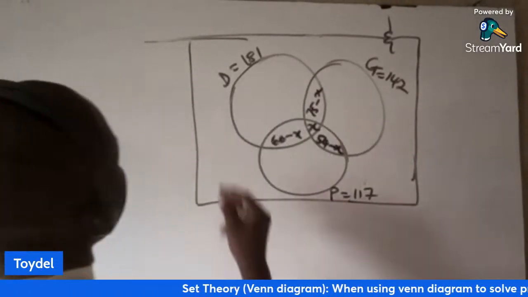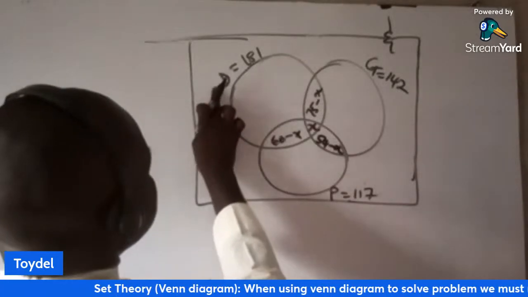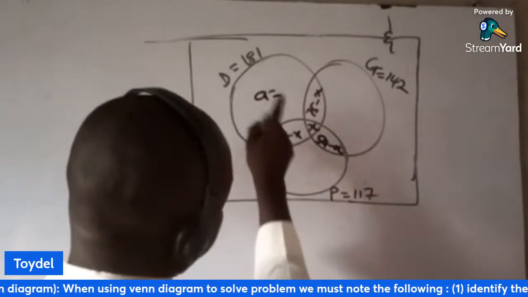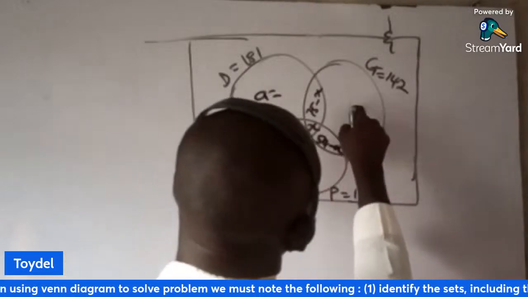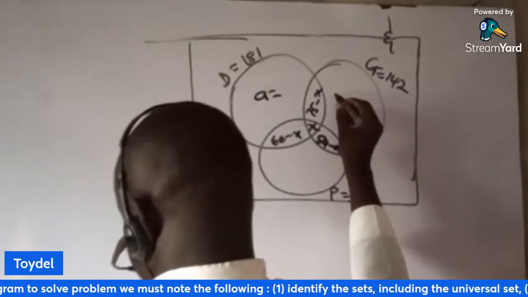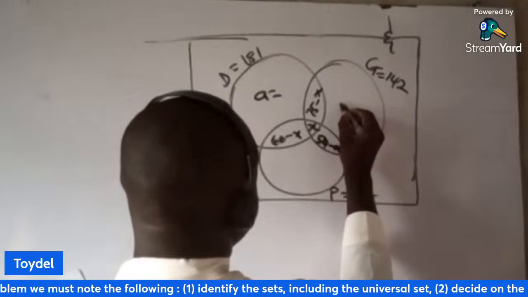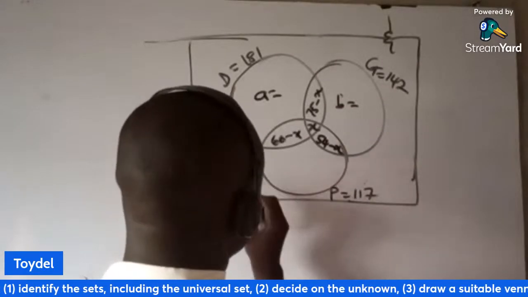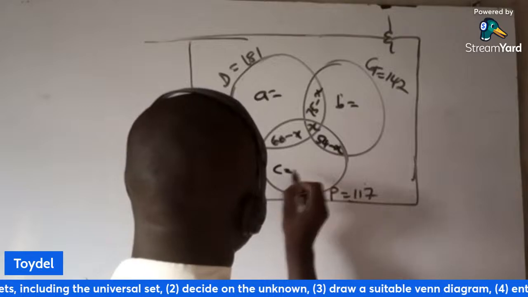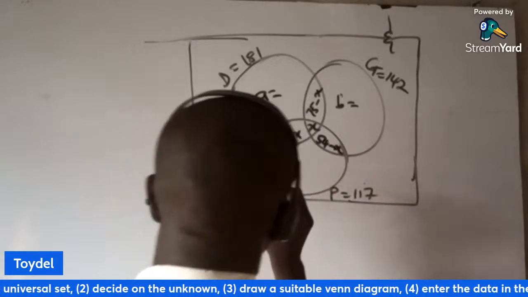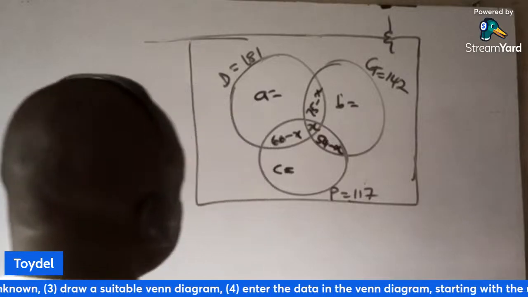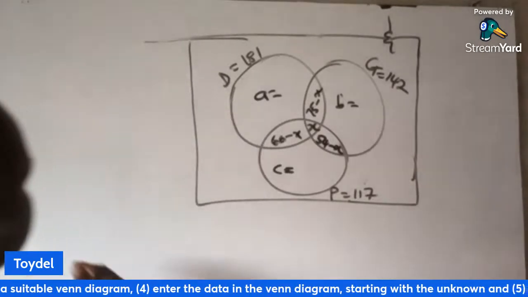Now, how do we know the readers that read only Daily Times? Let's represent it as A. We are going to find the value in terms of X. Let's represent those that read only Guardian as B, and those that read only Punch as C. So how do we get the values of A, B, C in terms of X? This is what we are going to do.